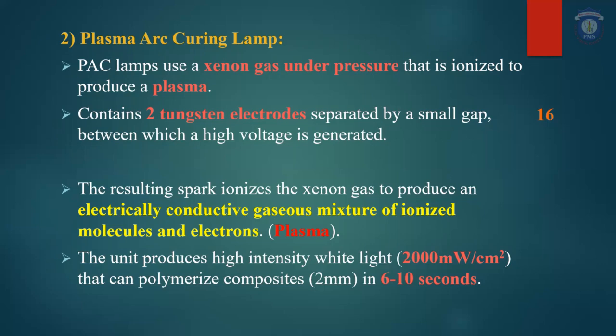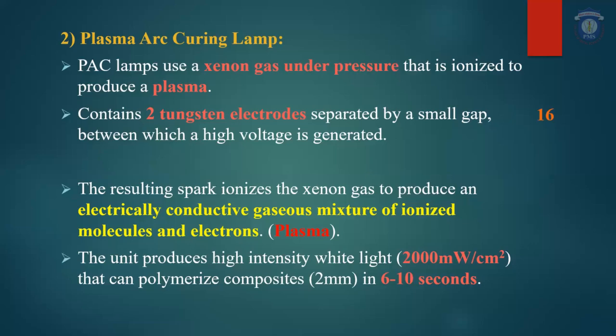So you have two tungsten electrodes which are separated by a gap, and within that gap, a high voltage is generated and a spark will be formed. This spark will ionize the xenon gas present within the system, and they will produce what is known as plasma. And plasma is basically an electrically conductive gaseous mixture of ionized molecules and electrons.